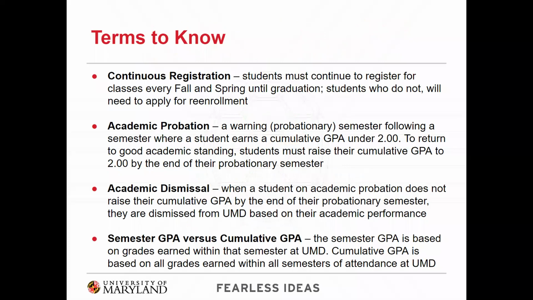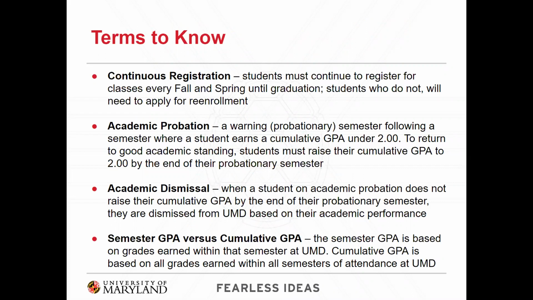Terms to know. Continuous registration. Students must continue to register for classes every fall and spring until graduation. Students who do not will need to apply for enrollment. Academic probation. A warning or probationary semester following the semester where a student earns a cumulative GPA under 2.0.